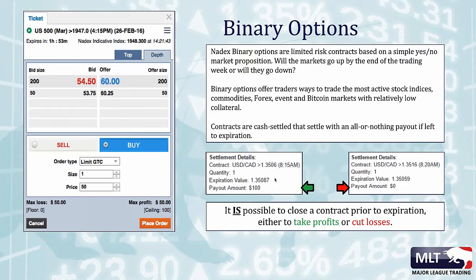In this specific case, the USD CAD above 135.06, and we expire at 135.08, so just 2 pips above. The payout value would be $100, or the total value of the contract. And then here's another one, USD CAD, which would have been greater than 135.16, and we trade at 135.05. That means your assumption was wrong. The payout value would then be 0.